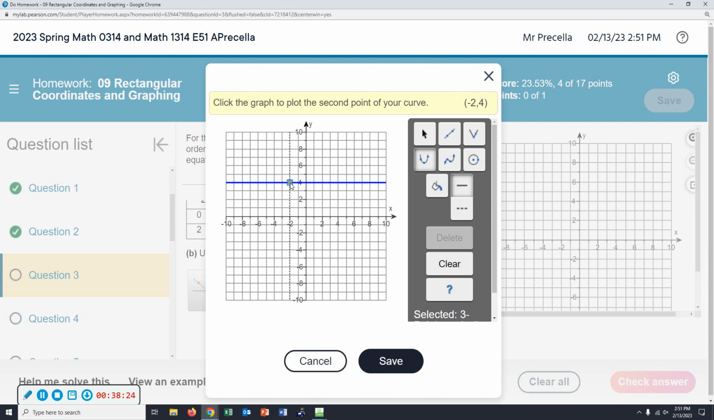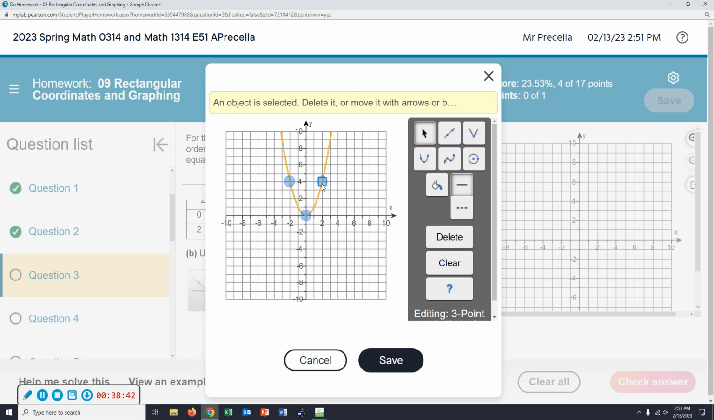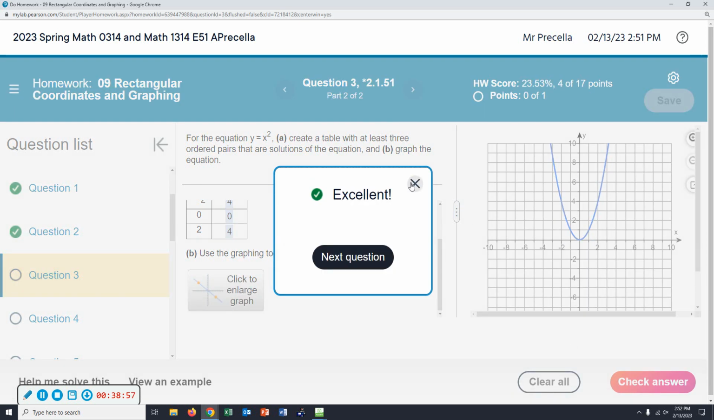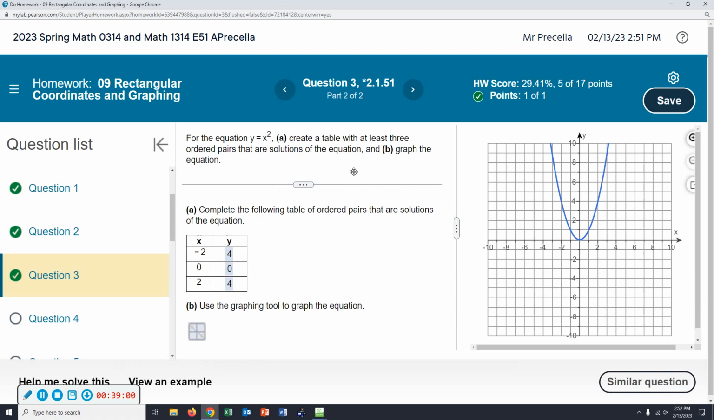Now click the second point. Is that second point 0, 0? And the third point, 2, 4. Notice how it's making a knot. Let's see, 2, 4. Did I do that? 2, 4. I'll say save it, and it'll move the graph over there. And then check my answer. Any questions there?